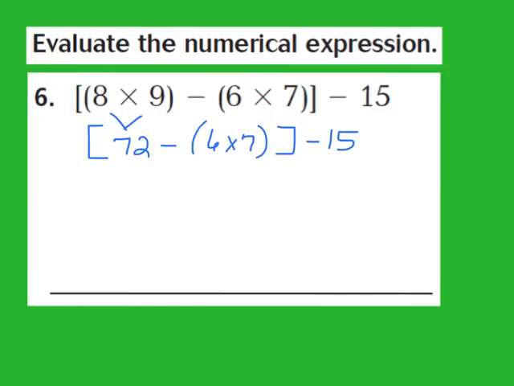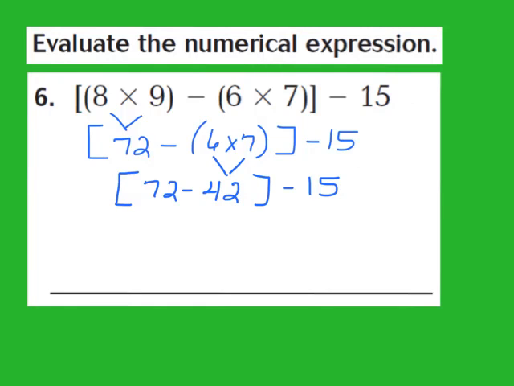Well, I see that I still have a set of parentheses that I need to evaluate inside the brackets. So I'm going to go ahead next and multiply 6 times 7. And when I multiply 6 times 7, that's going to give me 42. So I'm now going to go ahead and rewrite the problem. In my brackets, I now have 72 minus the 42, and then outside of the brackets, I have minus 15.